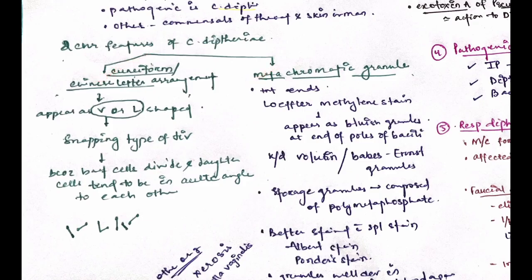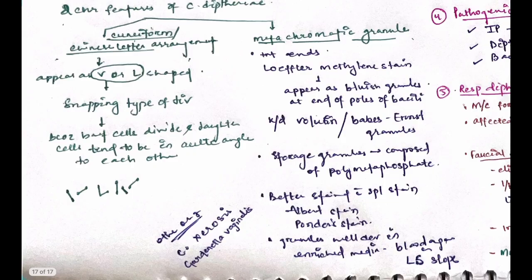Next come the metachromatic granules. What does that mean? When we add Loeffler's methylene blue stain, they appear as bluish granules at the poles of the bacilli. We call them volutin or Babes-Ernst granules. These are the storage granules, composed of polymetaphosphate. They are stained with Loeffler's methylene blue, but better stained with Albert stain and Ponder stain. The granules are well developed in enriched media.